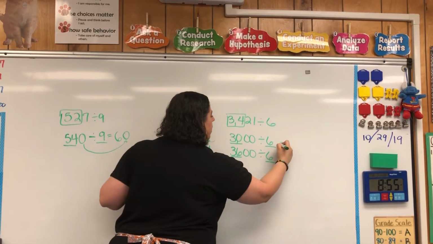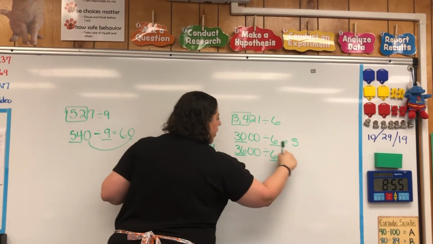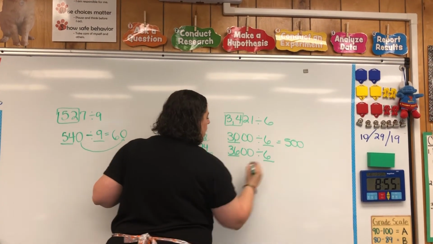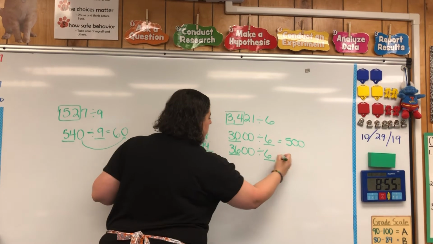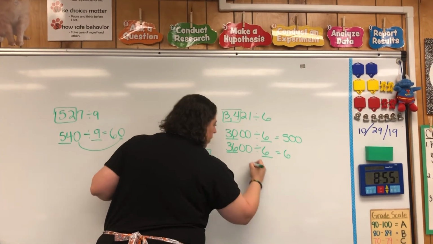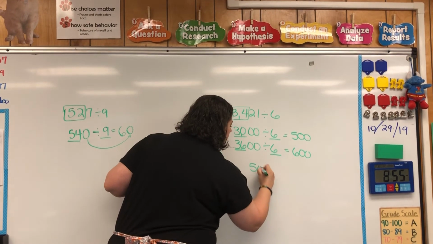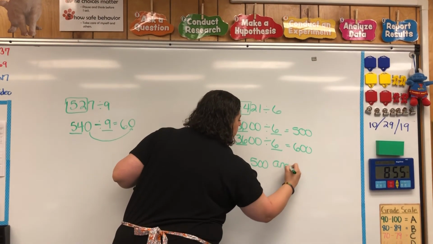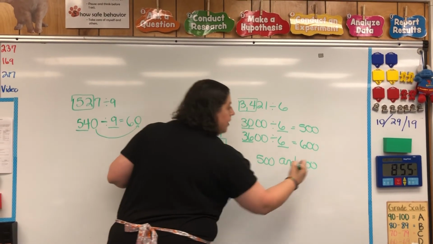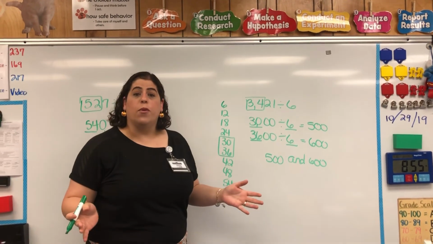30 divided by 6 is 5, and I transfer the two zeros over. And 36 divided by 6 is 6, and I transfer my two zeros over. So that means that the real quotient would exist somewhere between 500 and 600. I hope this video is helpful for when you're doing your homework.